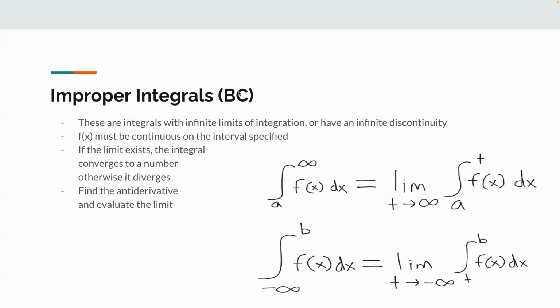The first one: if you want to take the integral from a to infinity of f of x, then we take the limit as t approaches infinity of the integral from a to t of f of x. Then we'll just find the integral of f of x and then use limits and find the limit.